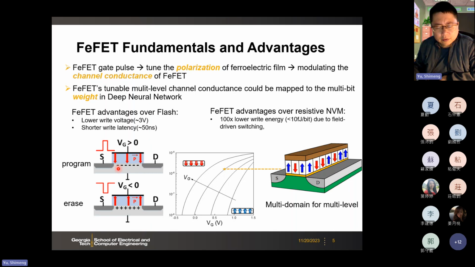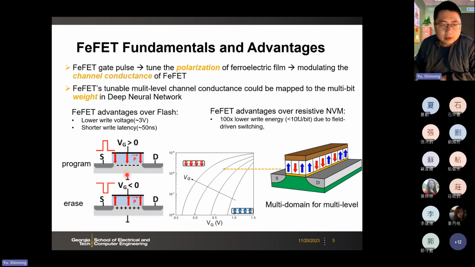Here, you need the channel inversion to get the electrons. Since you have positive charge at the surface, it's easier to induce the channel inversion. In other words, the threshold voltage is lower in this case. Then if you polarize up by erase, using negative voltage, all the dipoles are up. Then you have a negative charge at the surface. This will attract the holes from the p-type substrate, so this is like accumulation mode. This means the threshold voltage is negative.